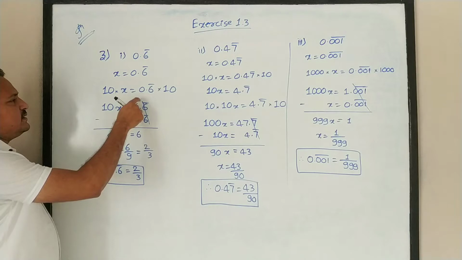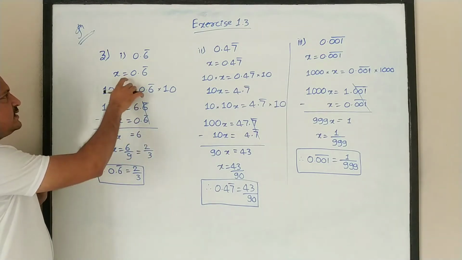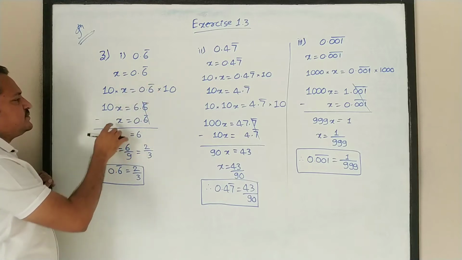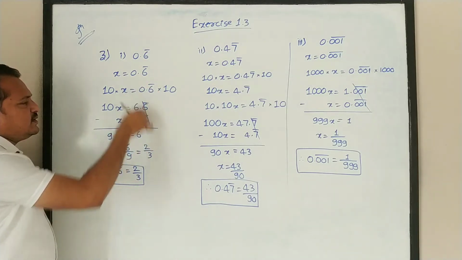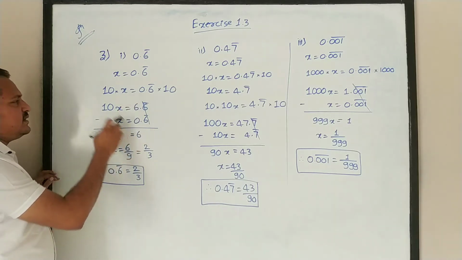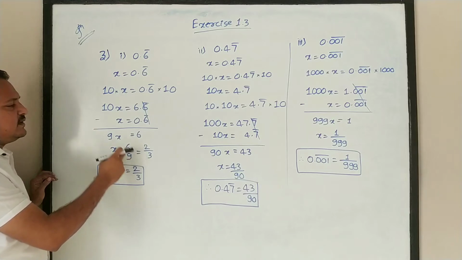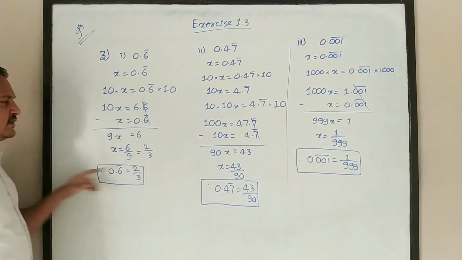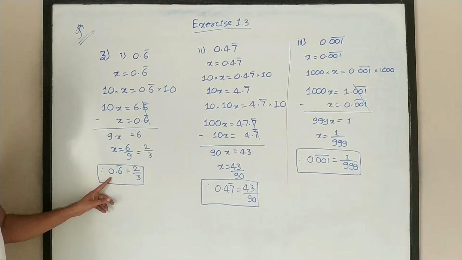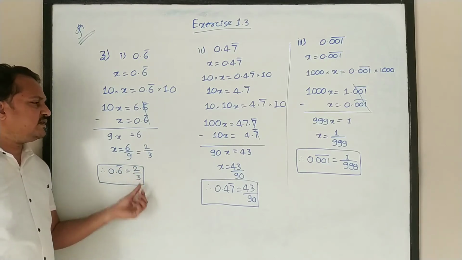So I will subtract to remove the non-terminating recurring part. I will take x, which is 0.6 bar. These two continuously repeating parts cancel each other. Then 6 is here, and 10 minus 1 is 9, so 9x. So x is equal to 6 by 9, or cancelling, 2 by 3. So the final answer is 0.6 bar is equal to 2 by 3. It is in the form p by q.